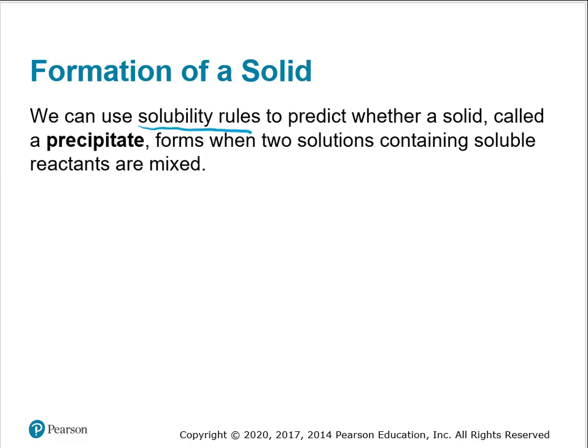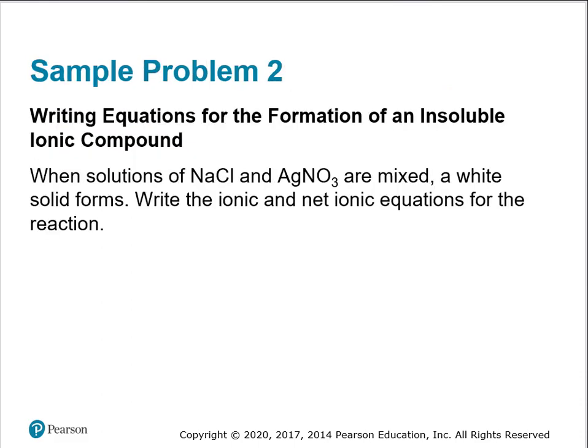Using our solubility rules, if it is insoluble, it's a solid. And we call that solid a precipitate. It forms when two solutions that contain soluble reactants are mixed and form a product that is insoluble. Here's an example showing us how. When we have solutions of sodium chloride and silver nitrate, and they are mixed, a white solid forms. Write the ionic and the net ionic equations for the reactions.